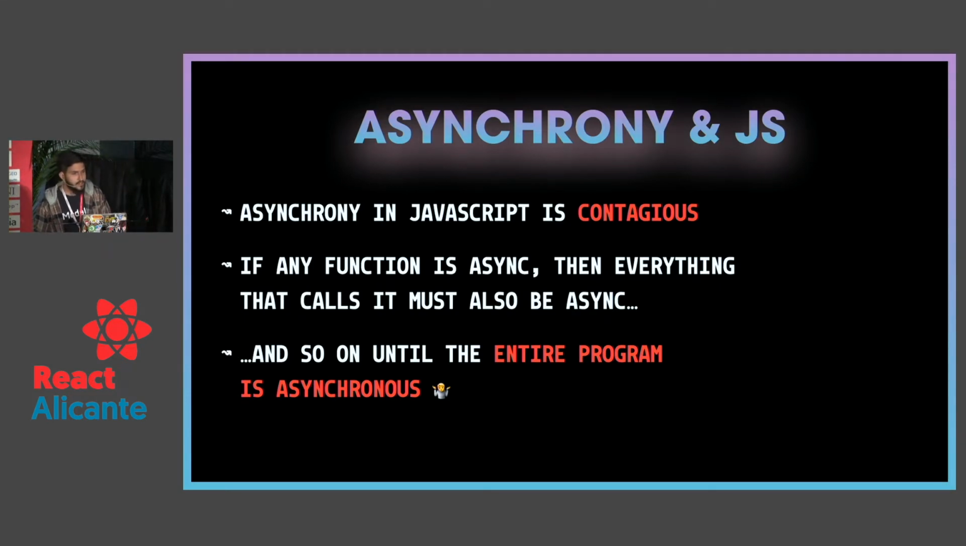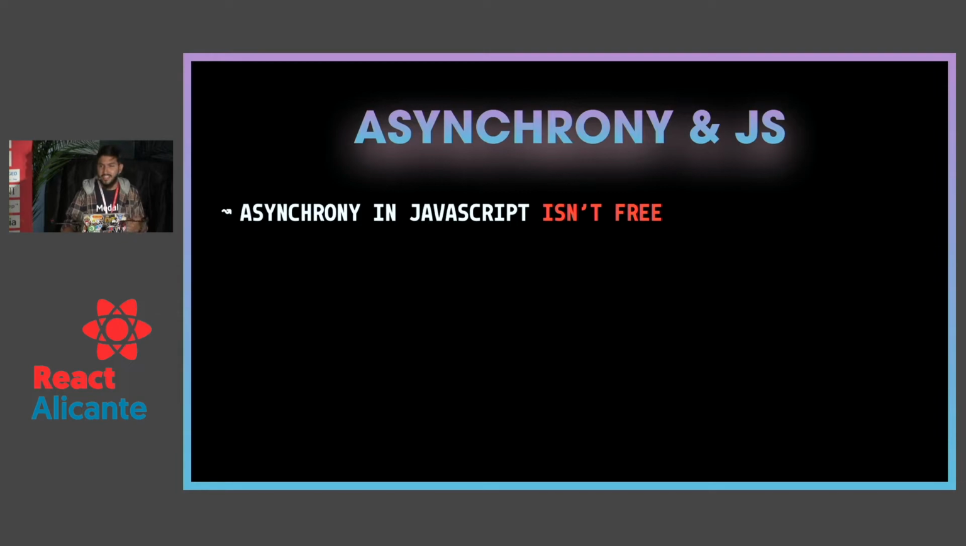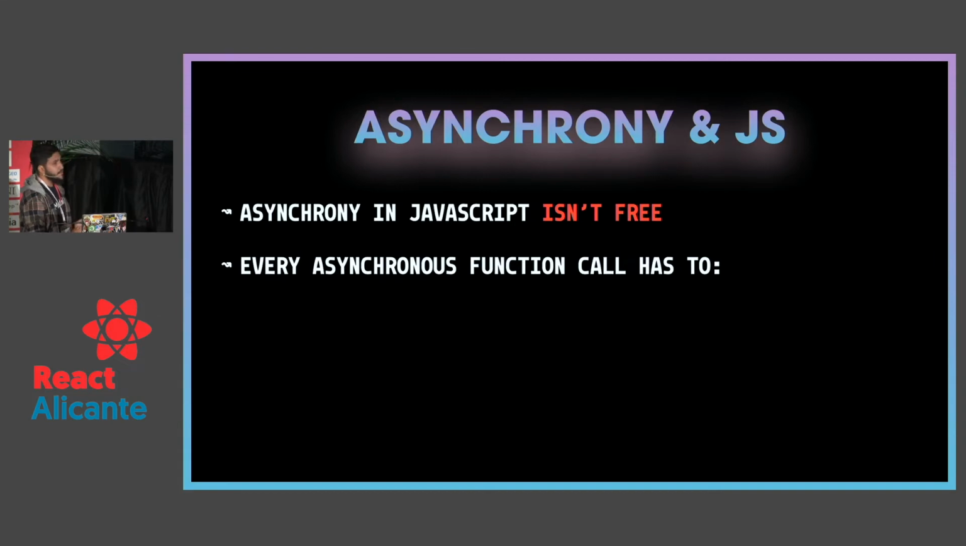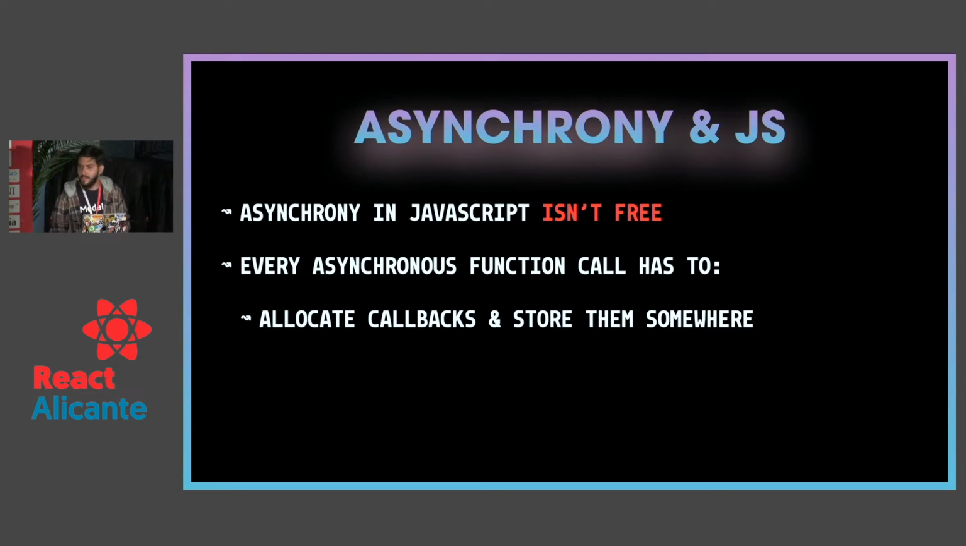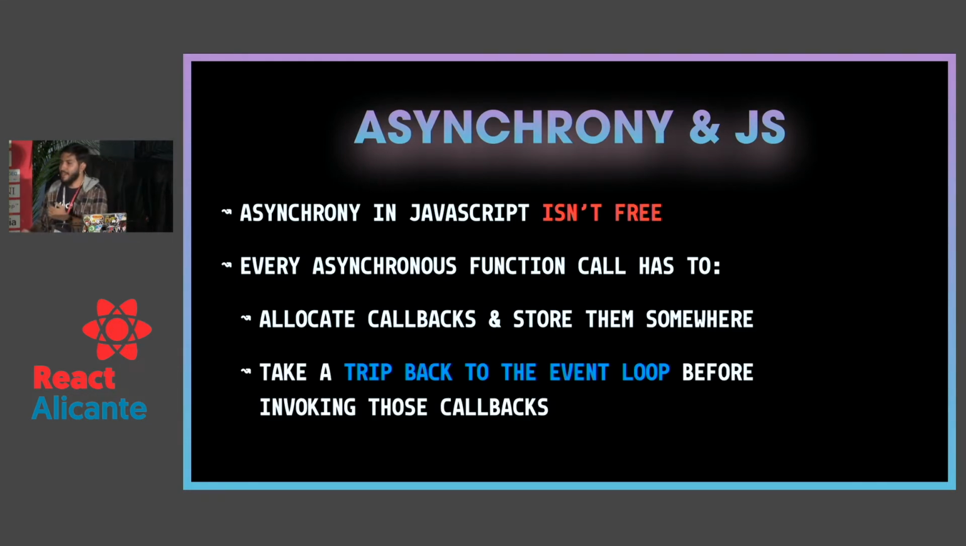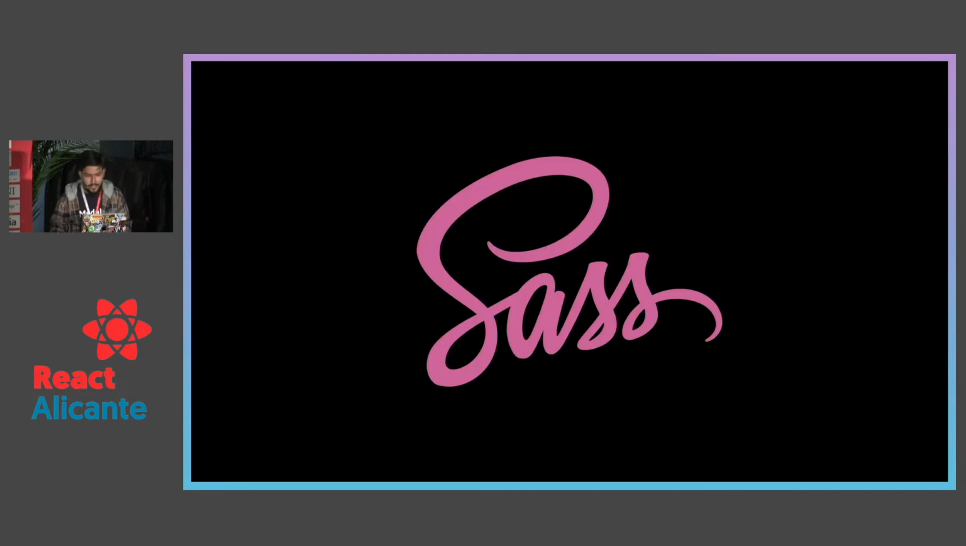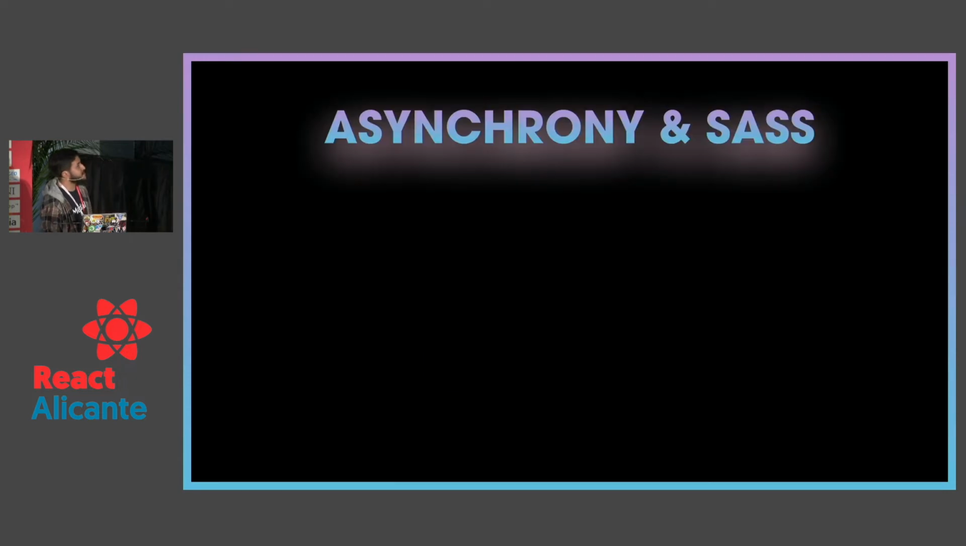And I'm not saying it's necessarily a bad thing. But the thing is, asynchronicity isn't free. Just like almost everything else, it does have overhead. Every async function we have has to first allocate callbacks and store them somewhere. But also, it has to take a trip back to the event loop before invoking those callbacks. And we have a really interesting case to see this overhead: SASS. So, SASS? Yeah. I was like, I need to do this. Probably a lot of you are using SASS, so let's talk about asynchrony in SASS.